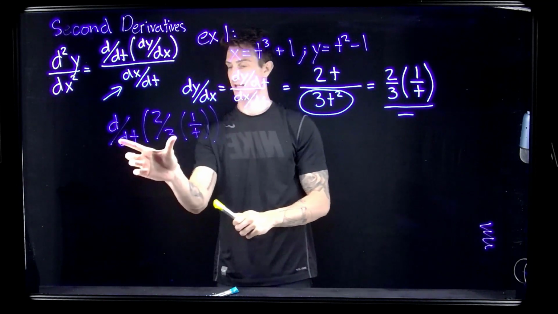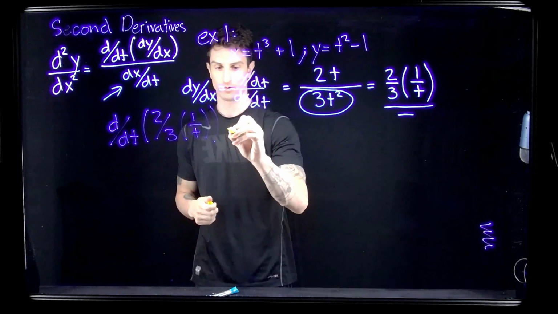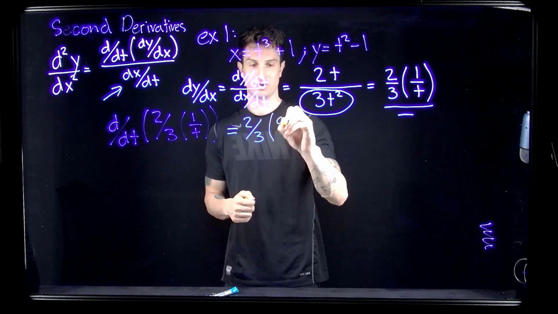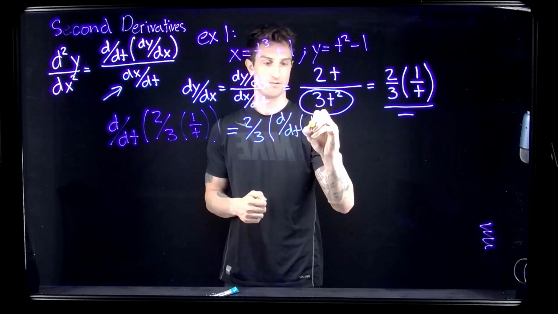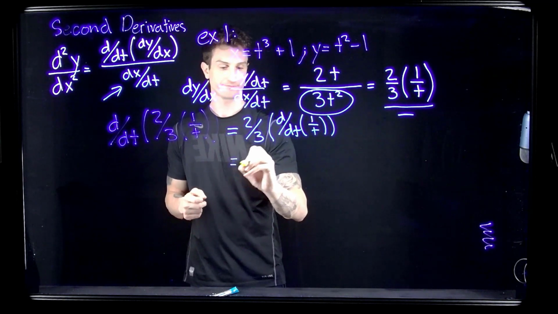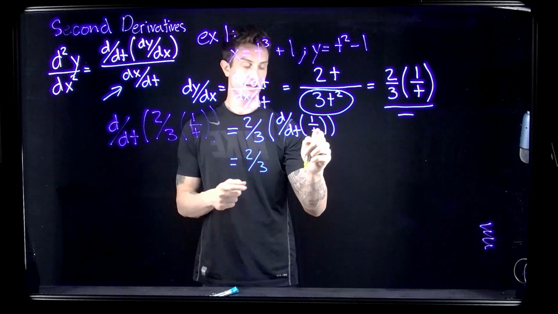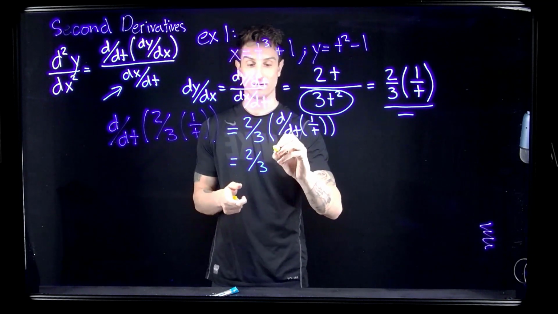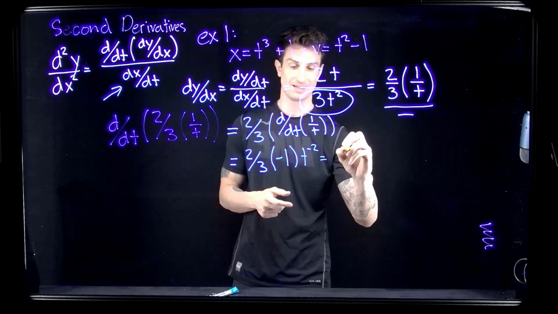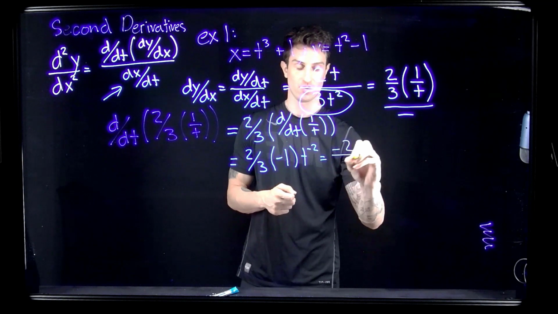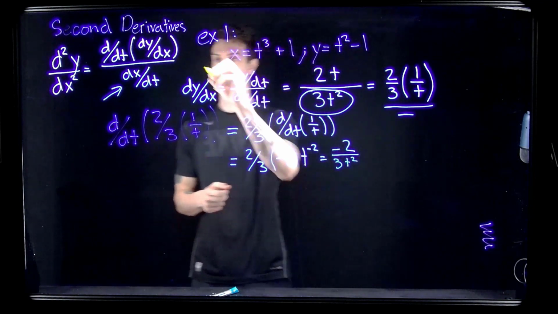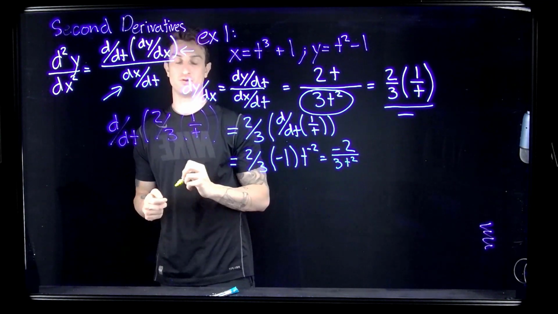Okay, now the nice thing when we're taking the derivative, this 2/3 can jump on out, and so now I'm just taking the derivative with respect to t of 1 over t, or t to the negative 1. So we end up getting 2/3. If this is a t to the negative 1, the negative 1 comes down, and we subtract, so t to the negative 2. So essentially we end up with negative 2 over 3t squared.